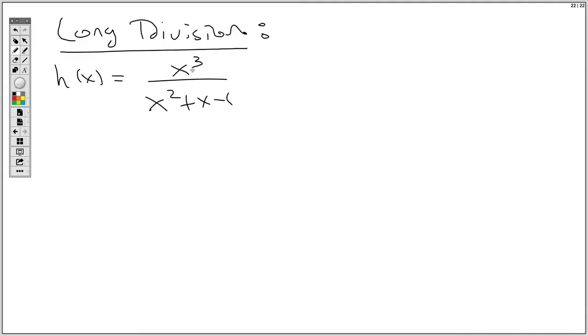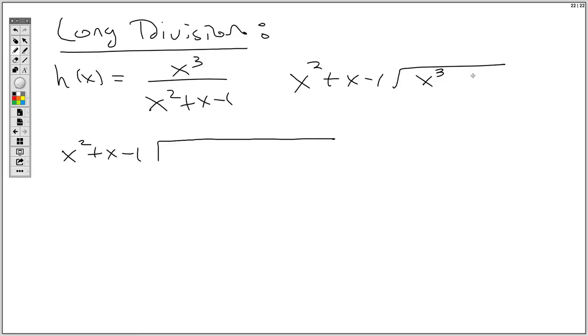First off, you've got x squared plus x minus 1, and you're dividing that into x cubed. You want to make sure all of the powers of x are represented so we can keep things lined up. The divisor here, x squared plus x minus 1, has all the powers of x represented, but the dividend here, we're missing a ton of x's. So anything that's missing, you want to put a 0 in. And now we do the division.